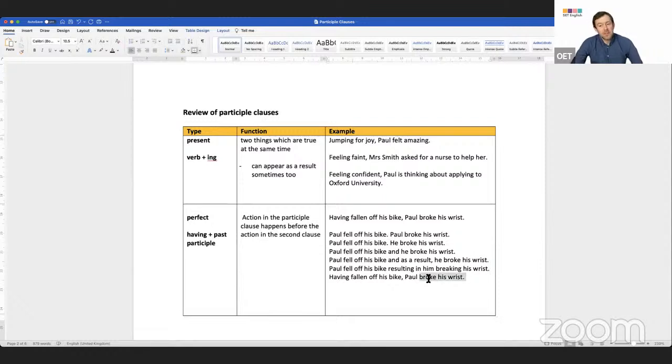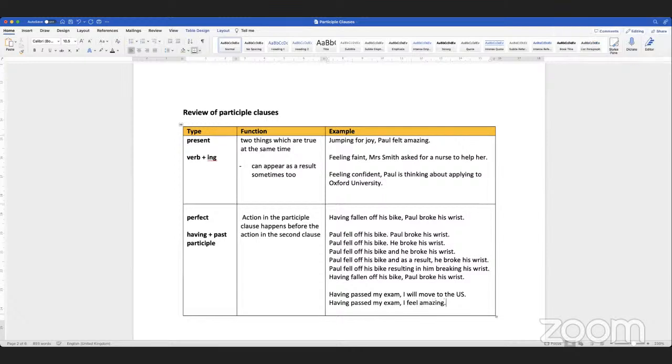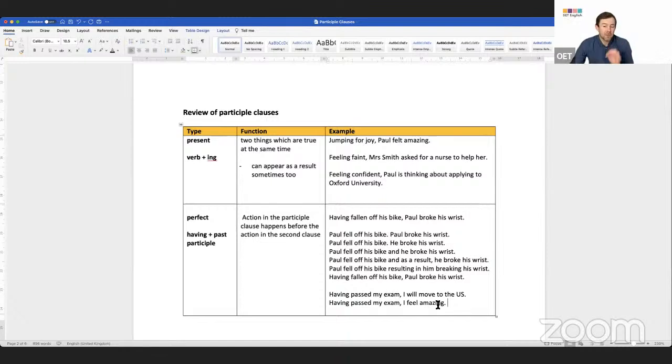If I tell you that having passed my exam, I will move to the US, what I'm telling you is that this has already happened and that this is going to happen in the future. That's all I'm telling you, that this is before this. Yeah, it could be having passed my exam, I feel amazing. Okay, having passed my exam, I feel amazing. That's good as well. It's just before this. That's what we need to remember.